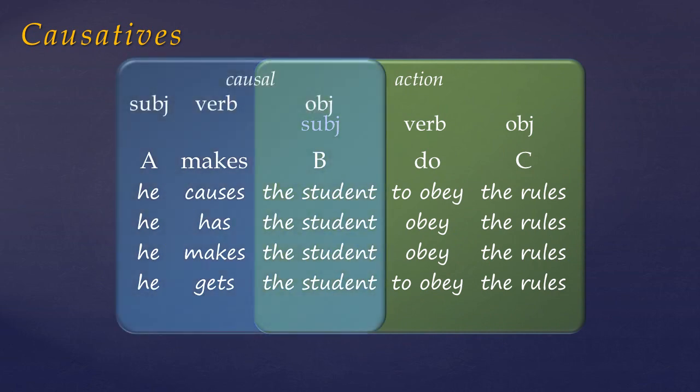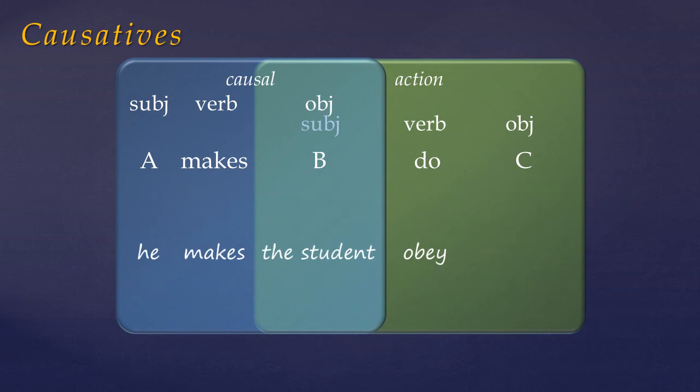In this example, the noun phrase the student acts as both the object of the causal verb and the subject or agent of the action verb. And the action could also be intransitive, not requiring an object. So from these examples we can see that a causal sentence has one more object than a normal sentence.